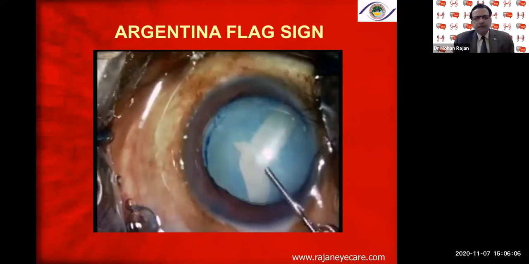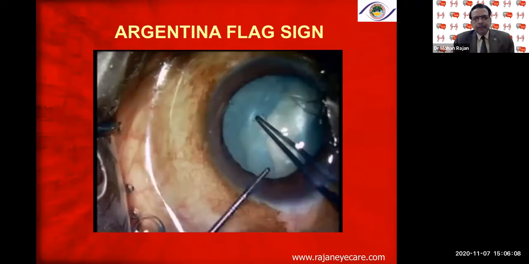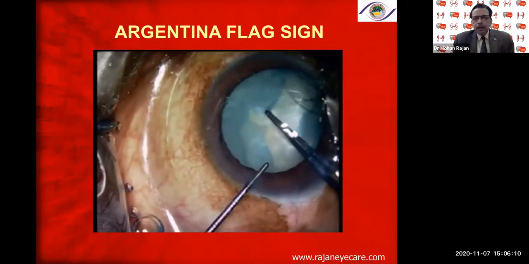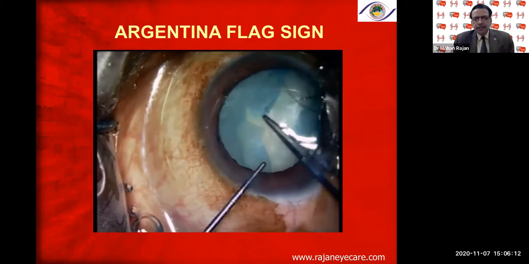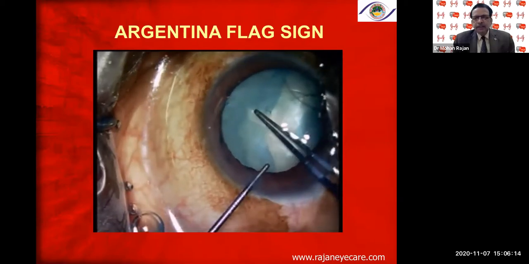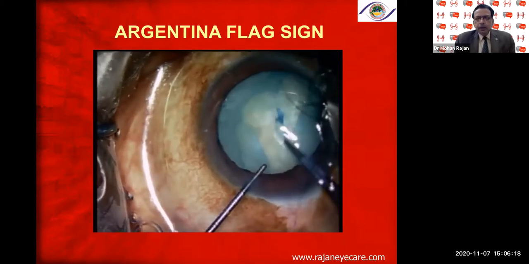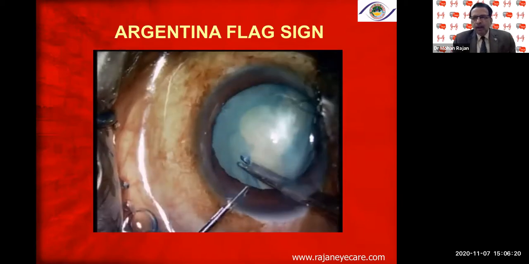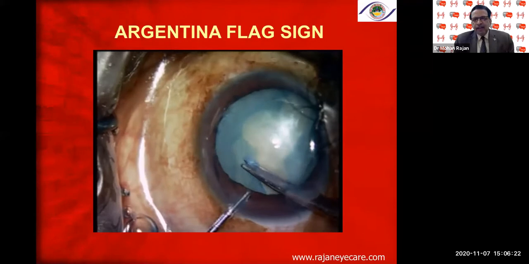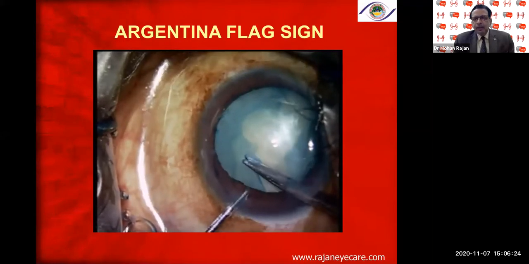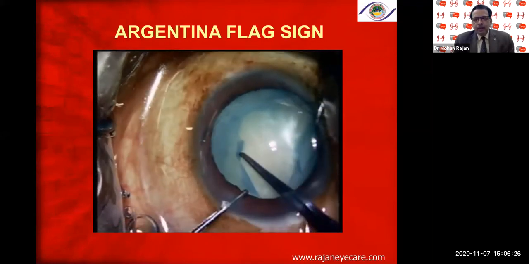My suggestion is, if it's a very hard brown black cataract, please convert into a SICS or an ECCE. Otherwise, if it's a grade 2 cataract or a softer cataract like this, what you see, you can convert one half of the Argentina flag sign into a semicircular rhexis, as what I'm doing here.